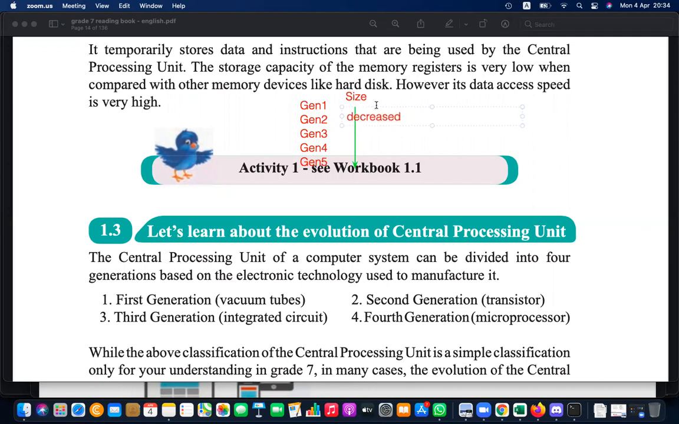So what else decreased? What about the cost? Cost was decreased. Power consumption? Power consumption was decreased. Execution time also decreased. Which increased?